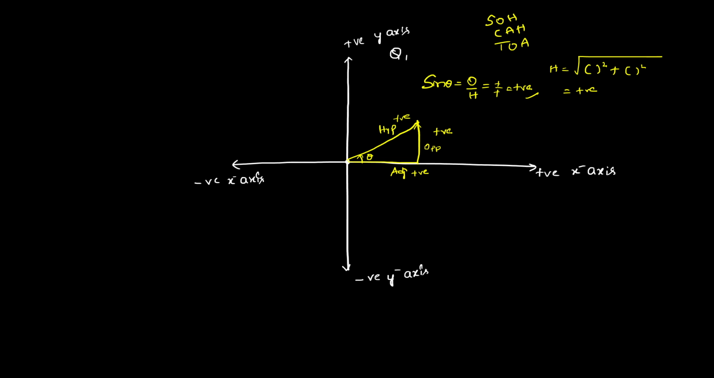In the same way, let us consider cos theta. Cos theta is equal to adjacent by hypotenuse. Adjacent is positive here, because we are going in the positive x-axis direction, and hypotenuse is always positive. So again, positive by positive is positive, and if cos theta is positive, then its reciprocal secant theta is always positive.